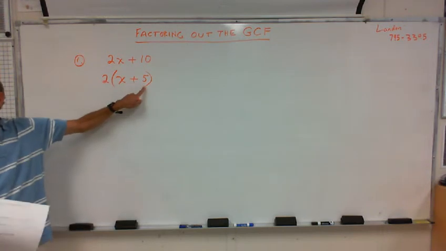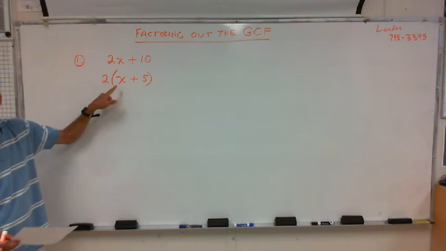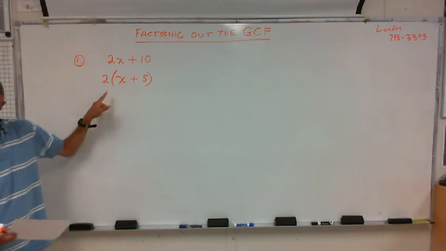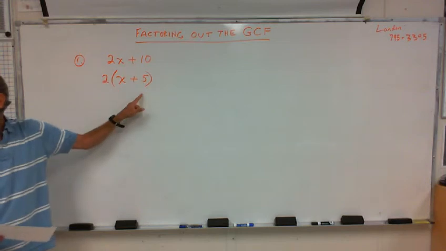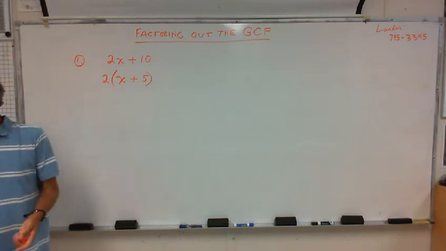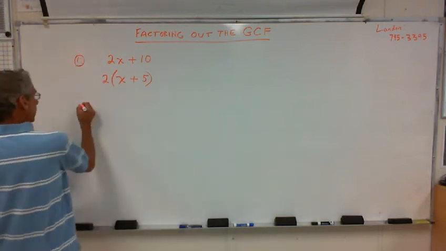Okay? Some people prefer to do the times going backwards. Say 2 times what is equal to 2x. 2 times x. Plus 2 times what equals 10. 2 times 5. Either way, whichever way works for you. All right? So that's a piece of cake. That was so easy, right?